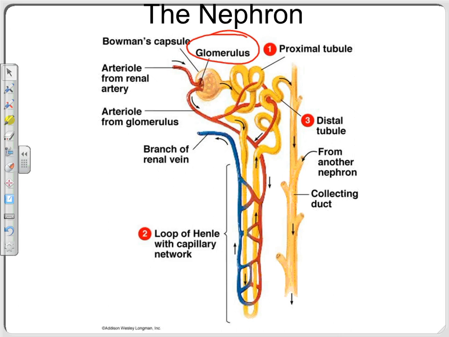Wait a second. You said it goes into the Bowman's capsule, whatever. I thought you said it goes into the renal tubule. Okay, this whole thing in yellow is the renal tubule. Everything in yellow. The Bowman's capsule is the first part of that. Everything in yellow is the renal tubule. The Bowman's capsule is yellow too, right? So it's the first part of the renal tubule, the beginning.